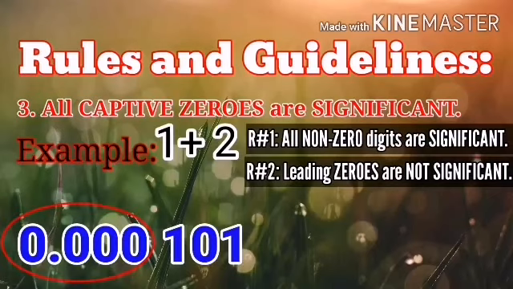Okay, now let's apply rule number 2. These are the leading zeros and are not significant. How many significant figures do we have now? We have 2 from rule number 1 and 1 from rule number 3.